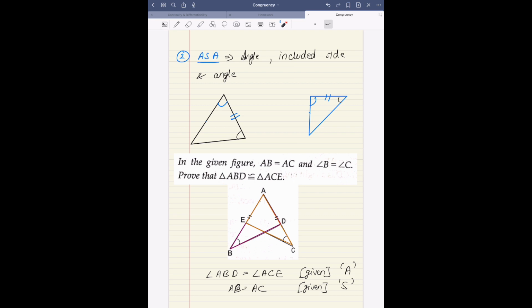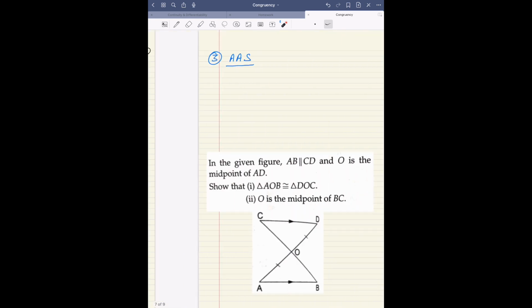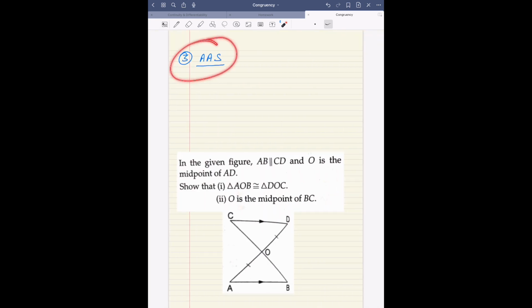What is the third one? Remember, third one is AAS. So two angles and one side, if equal, then also two triangles are congruent, right? So what is it called? AAS, meaning any two angles. It doesn't have to be included like in the first two criterions. Any two angles and one side.